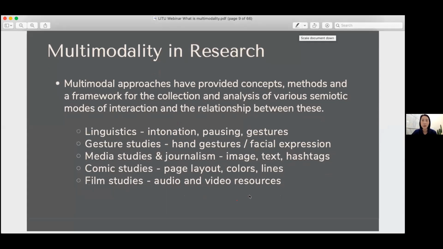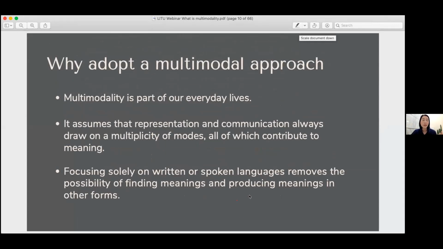But that is in research. So the question is, why adopt a multimodal approach? And for my answer, I would say, why not? Because if you think about it, multimodality is part of our everyday lives. You might not really recognize it, but you actually do. Our everyday communication is multimodal in nature, right? We're not just using language. Well, like I mentioned, it is the dominant, the most salient mode of communication that we use.